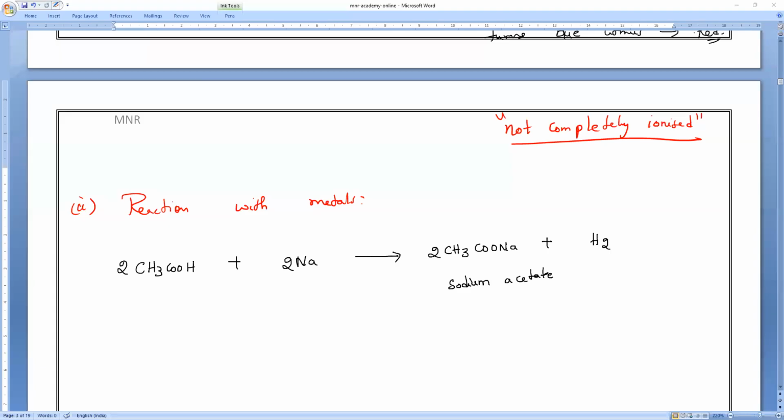So the second chemical property is reaction with the metals. When it reacts with the metals, we can see sodium acetate plus hydrogen gas. Next, if it reacts with potassium, for example, we get potassium acetate, CH3COOK, plus again hydrogen gas. This is what we call potassium acetate.